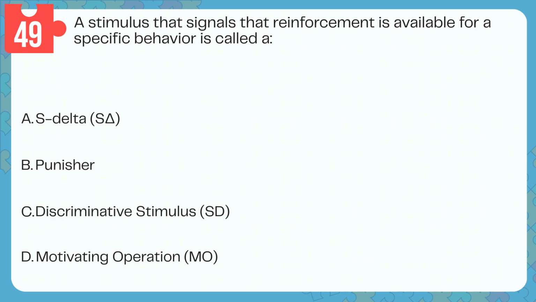Question 49. A stimulus that signals that reinforcement is available for a specific behavior is called A. S delta, SD. B. Punisher. C. Discriminative stimulus, SD. D. Motivating operation, MO.